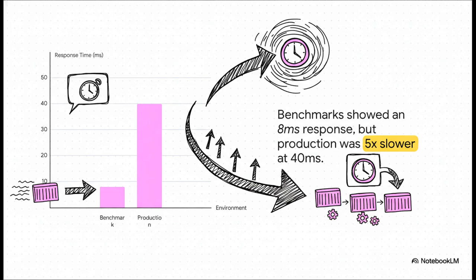Now, this is where it gets really interesting. Just look at that difference. In their controlled lab tests, the benchmarks, the API was responding in a blazing fast 8 milliseconds. Awesome, right? But in the real world, in production, it was a painful 40 milliseconds. That is a 5-fold slowdown, and it happened like clockwork every time a new container spun up.